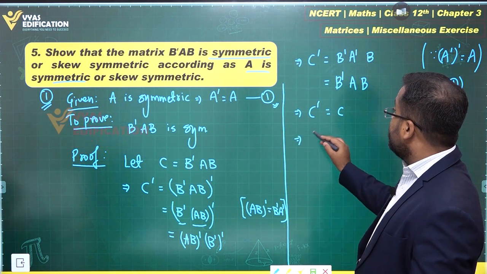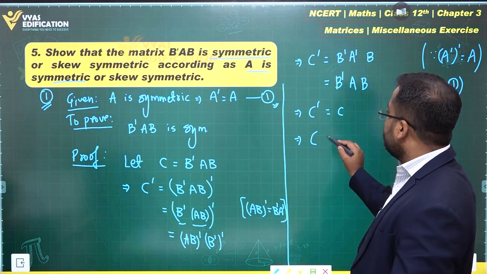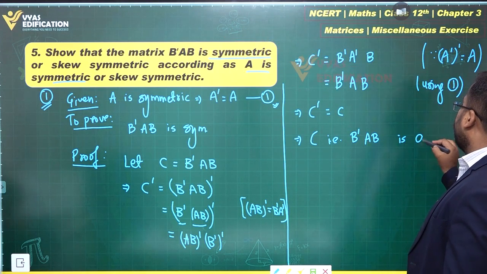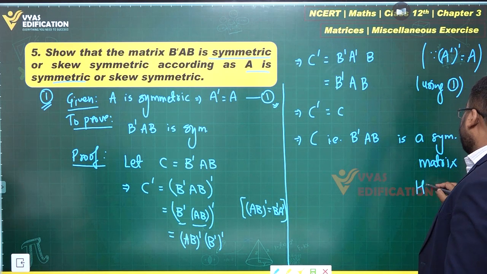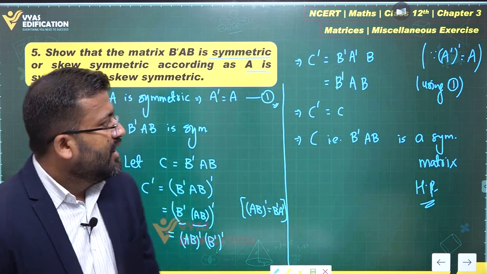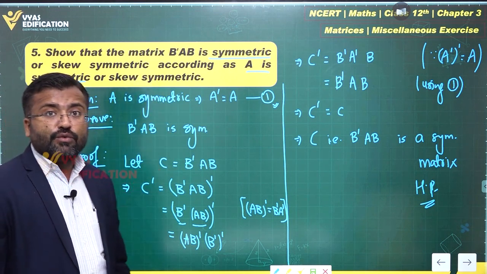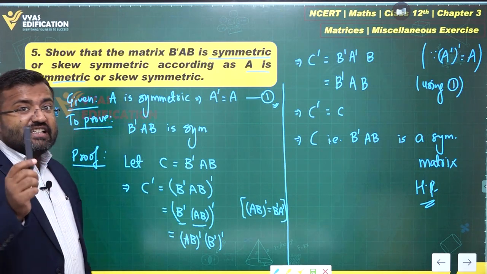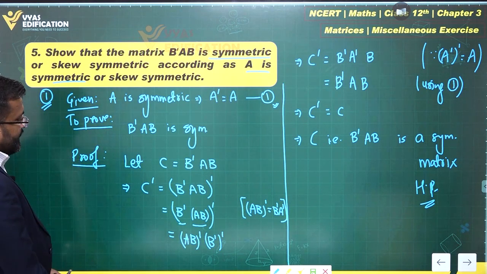Which implies C is a symmetric matrix. C transpose equal to C implies that C is a symmetric matrix. C, that is B transpose AB, is a symmetric matrix. This is what you obtain, hence proved. That's a complete proof? Yeah, that's a complete proof. Okay, is that all? No, this is just the first part where we have proved it for a symmetric matrix, right? If A is skew symmetric, then B transpose AB should be a skew symmetric matrix. Now let's talk about this second part.